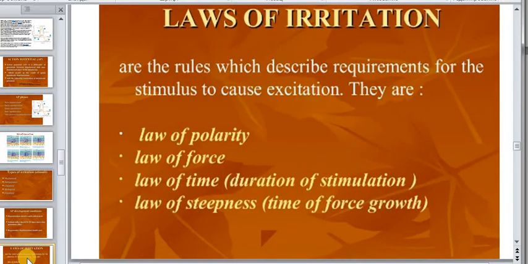So, next slide. Laws of irritation. They are the rules which describe the requirements for the stimulus to cause excitation. They are the law of polarity, law of force, law of time, duration of stimulation, and law of steepness.